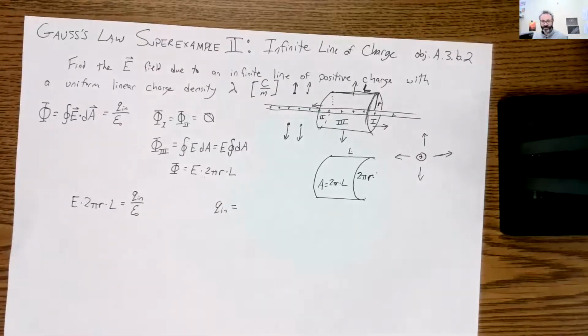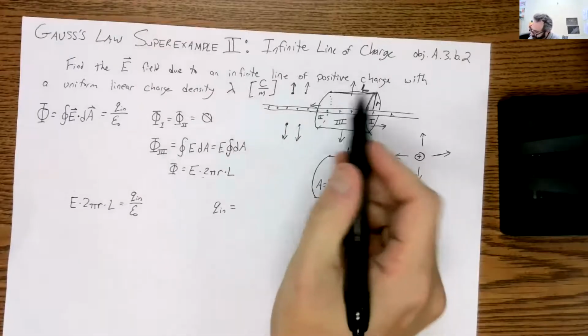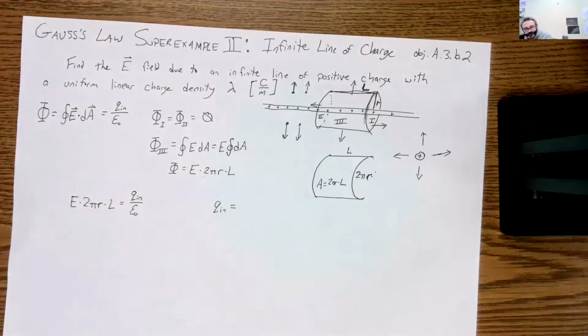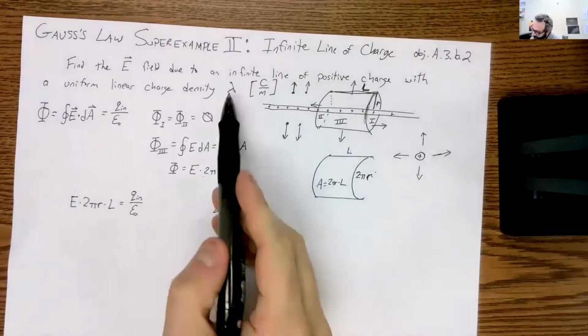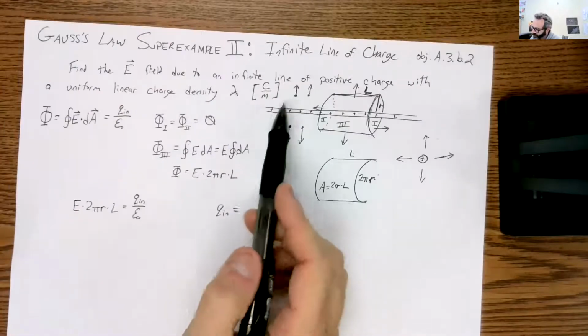What's the charge inside going to be equal to in terms of things we've already written down? How much charge is inside this cylinder of length L? Take a look at lambda again. What's this? This is the linear charge density. This tells us how much charge there is per meter.